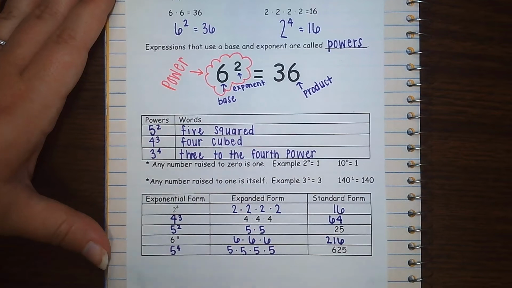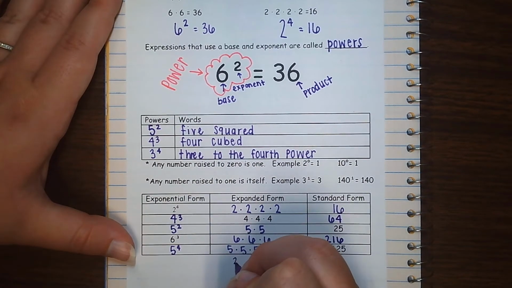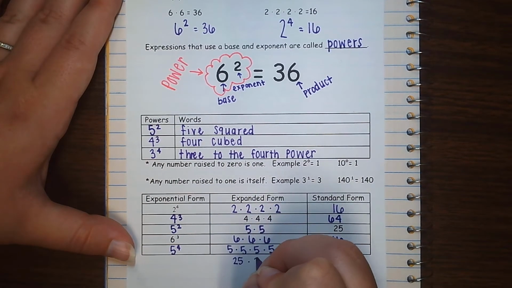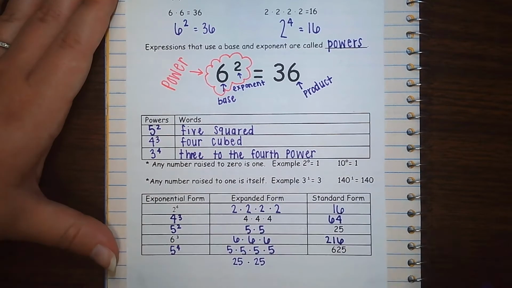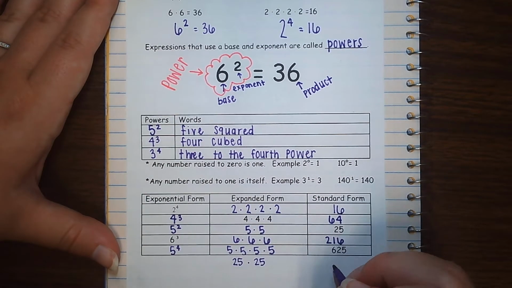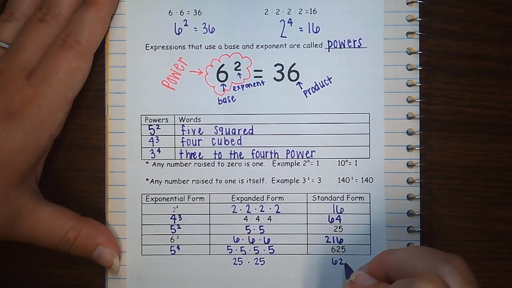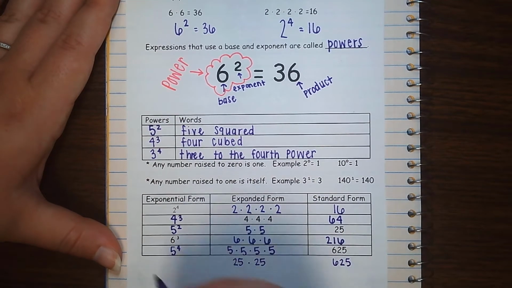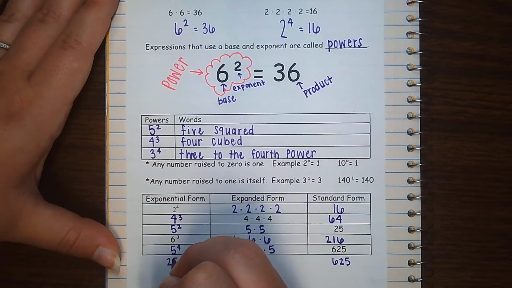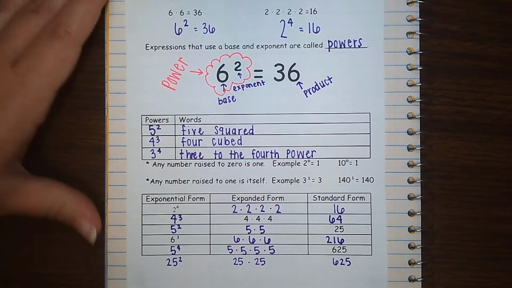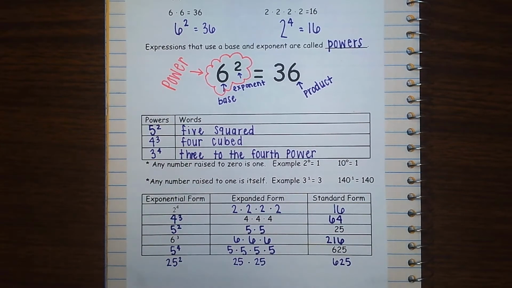However, I could justify 25 times 25. That would give me 625. And that would be 25 squared. So either of those answers would have been correct.